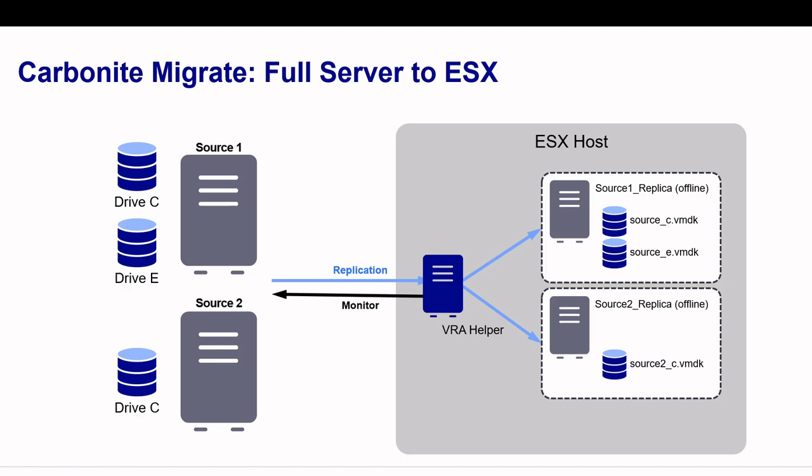I'm a solution consultant at OpenText, and today we're going to have a look at Carbonite Migrate and its full server to ESX workflow. Previously, you may have seen some of my other videos which focused on the standard full server migration workflow. That requires you to have a target machine already created, and then we're going to take a copy of your production server and overwrite that plain target machine before then cutting over into the new environment.